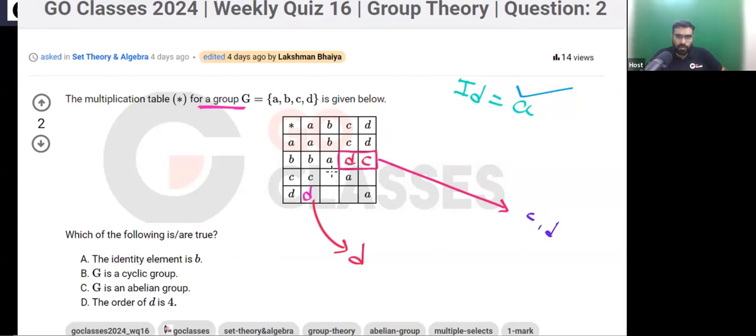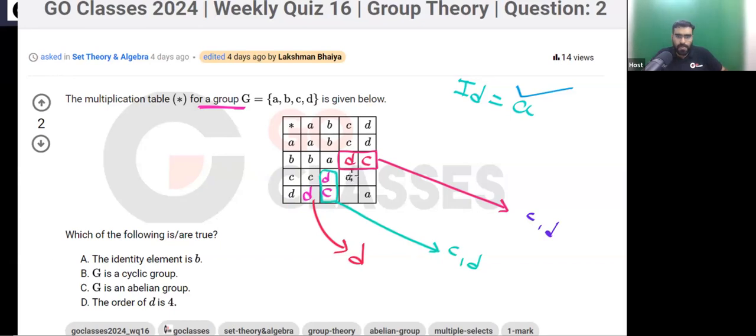Now you tell me, what about the remaining two? Which entries are missing here? Already B comma A are there, so again C comma D are missing. Can I put D here? I cannot put D because if I put D, then there will be repetition in this last row. So I can put C here, and I can put D here.